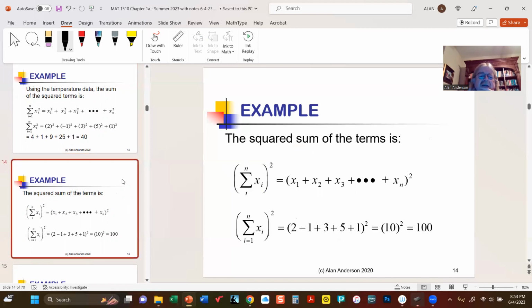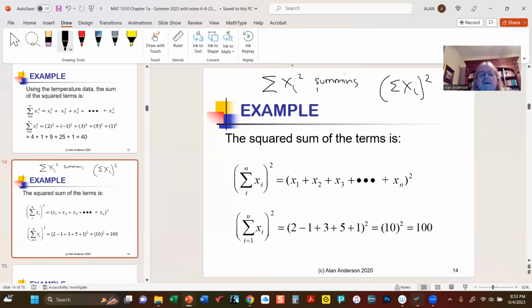Now, here's an interesting case. Although this looks superficially similar to what we just did, these are 2 very different cases. In the first case, what we're doing is summing the squared x's. In the second case, we're adding them up before we square the sum. So here what we're doing is we're squaring the summed x's.